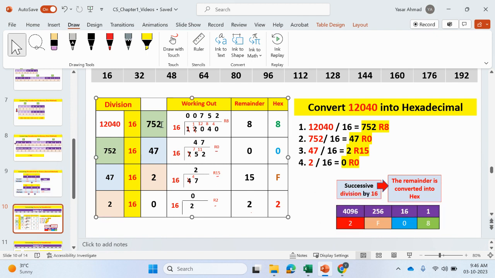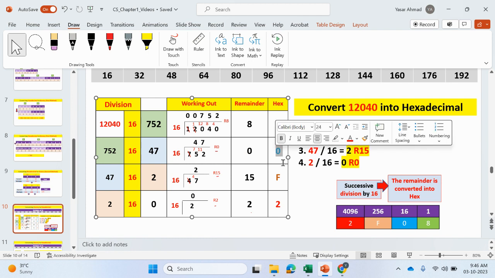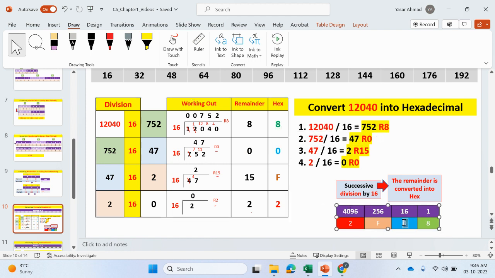So the next step: this 752, we move down here. We then divide this by 16. How many times does 16 go into 752? The answer was 47, and there was no remainder. So the 47, we move down to here for the next round of division. The remainder was 0, so we put 0 here, and the hexadecimal value is also the same. So that's the next hexadecimal value. We got 8 from here, and then 0 from this second round of division.